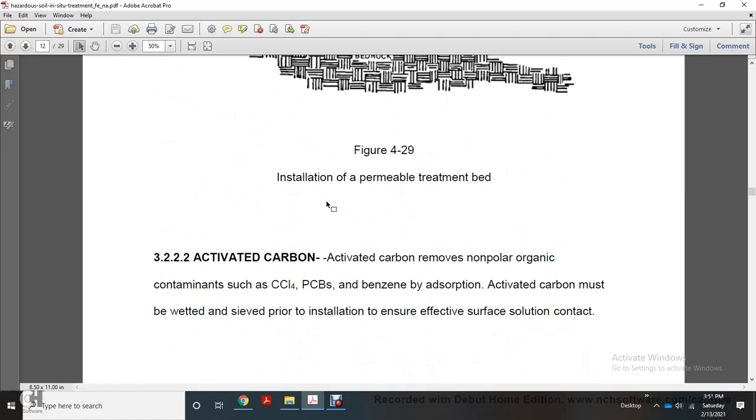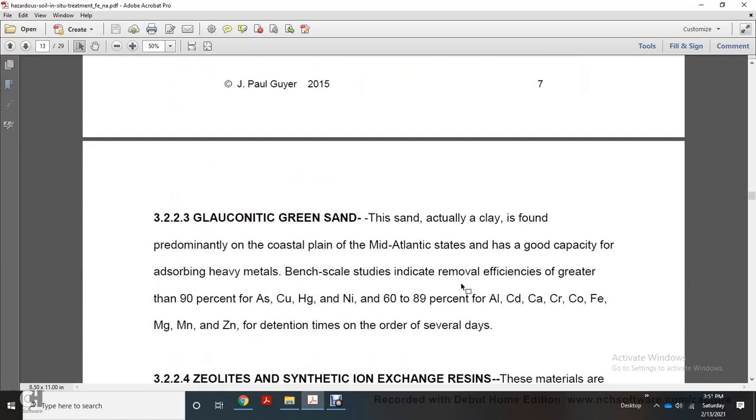Activated carbon. Activated carbon removes non-polar organic contaminants, such as chlorinated hydrocarbons and benzene, by adsorption. Activated carbon must be wetted and sieved prior to installation for effective surface-solution contact.